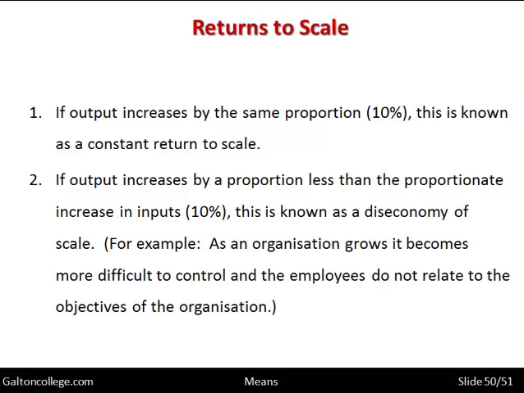Diseconomy of scale is when a company grows, let's say, by 10% and output grows by less than 10%. And the reason for that is because it's difficult for management to control very big organizations. There are all sorts of problems about communications, about workers not relating to the objectives of the business, motivation of workers. There's all sorts of issues that can detract from growth.